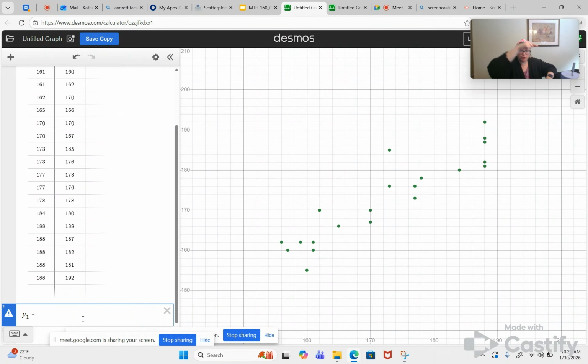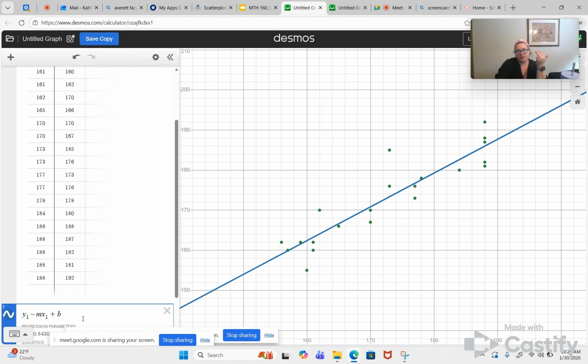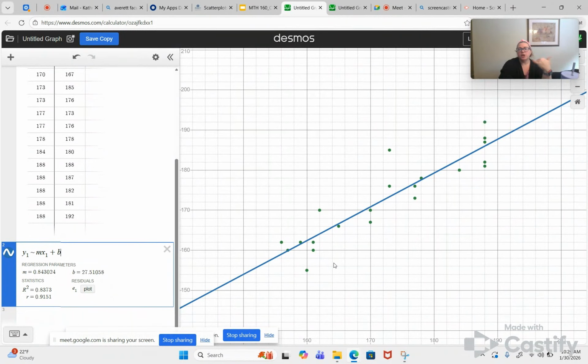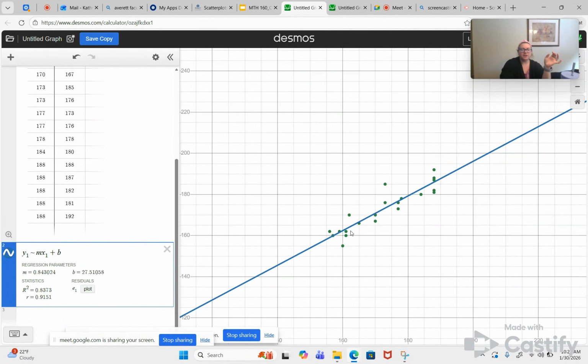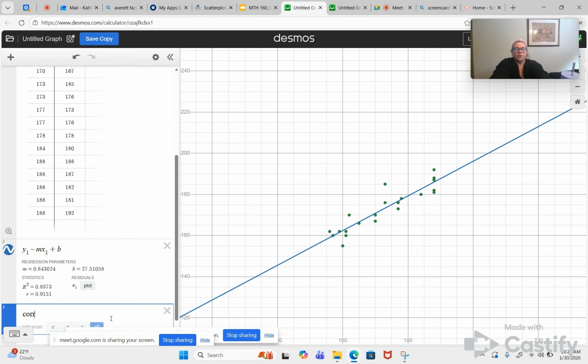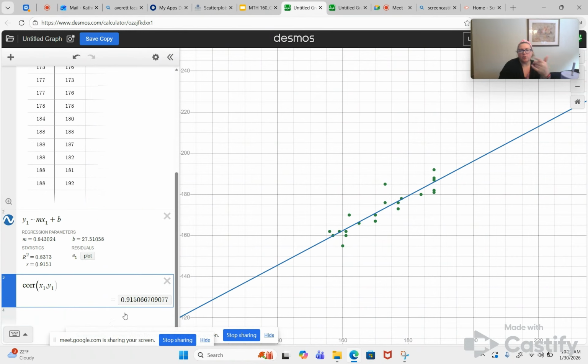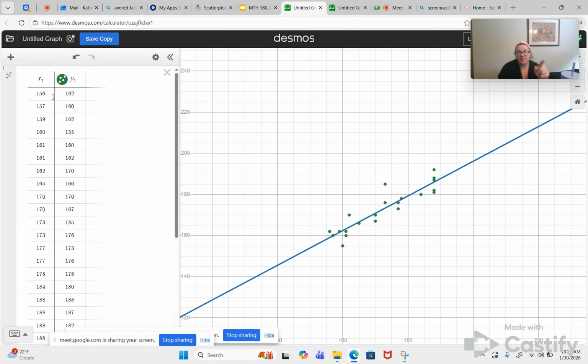Instead of an equals, you use the little approximately mx1 plus b. And that gives you your line. But again, if you just want to type in corr x1 comma y1, that'll also give you a correlation coefficient. Now, some things I want to point out about this x1 y1, and here the x1 and y1, that only works if in your table you have x1 and y1.